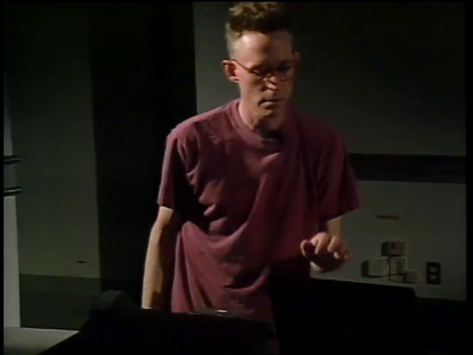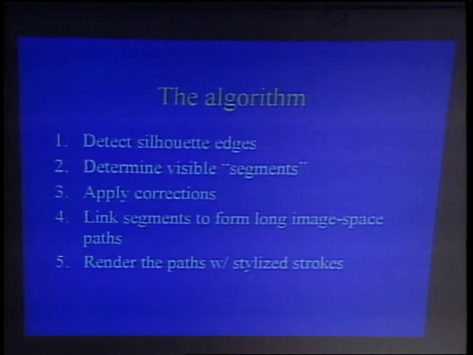So using that, I'll now go into the algorithm in a bit more detail. So I mentioned we detect the silhouette edges, and then the three middle steps are where we do this processing. And lastly, we draw the resulting stroke paths. So first, we determine the little segments of each edge that are visible. So we're not concerned yet with linking them together to form nice long paths. And then we do a correction step where we get rid of some of these little segments. And then, second to last, we connect them up into long paths, and finally draw them with stylization.